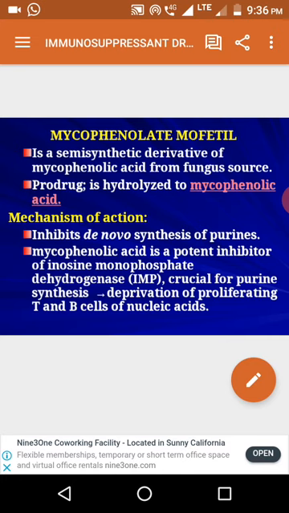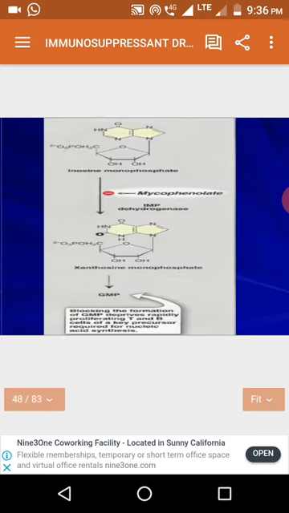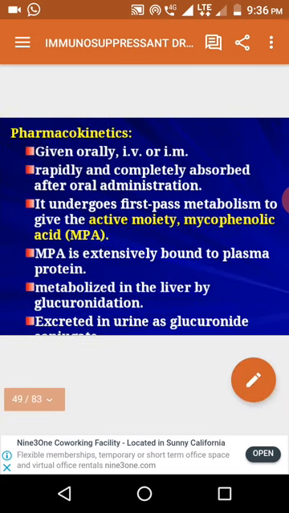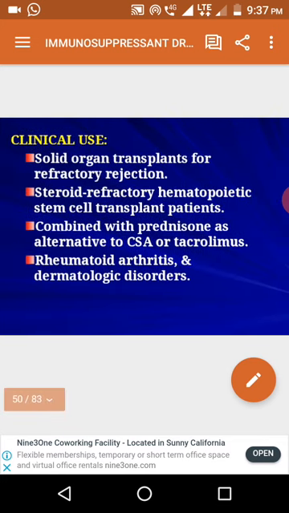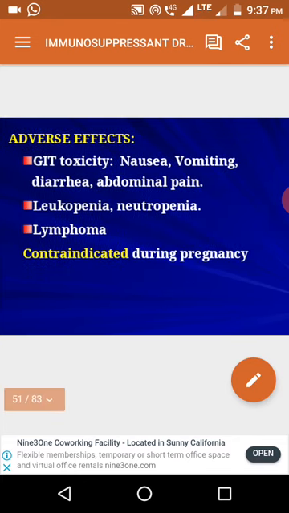Mycophenolic acid is a potent inhibitor of inosine monophosphate dehydrogenase. This is the crucial enzyme required for the synthesis of one of the purines, GMP. So there is deprivation of proliferation of both T lymphocytes and B lymphocytes. It is an inactive drug that is converted into mycophenolic acid in metabolism, and undergoes glucuronidation. It is used in transplant rejection, combined with prednisolone. Adverse effects majorly include leukopenia, neutropenia, lymphomas, cancer, and GIT toxicity. These are the side effects.